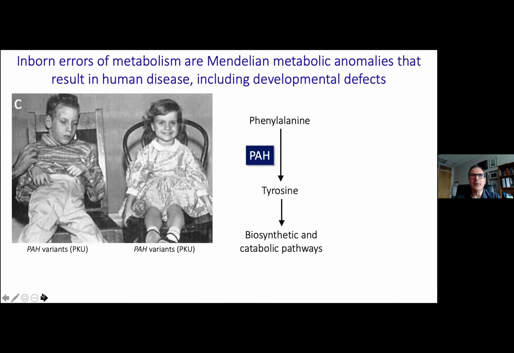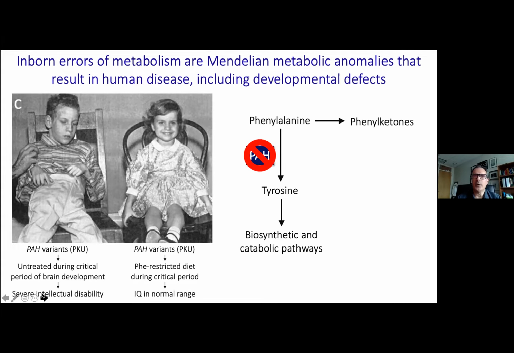Inborn errors of metabolism are prime examples of this. These are Mendelian diseases caused by enzyme mutations. And here's an example. So two siblings with the same mutation in PAH, the enzyme that converts phenylalanine to tyrosine. And lack of PAH causes the massive accumulation of phenylalanine and related metabolites. So the disease called PKU tells us that PAH is required early in life for brain development because defects result in severe intellectual disability, which you can see in the boy.